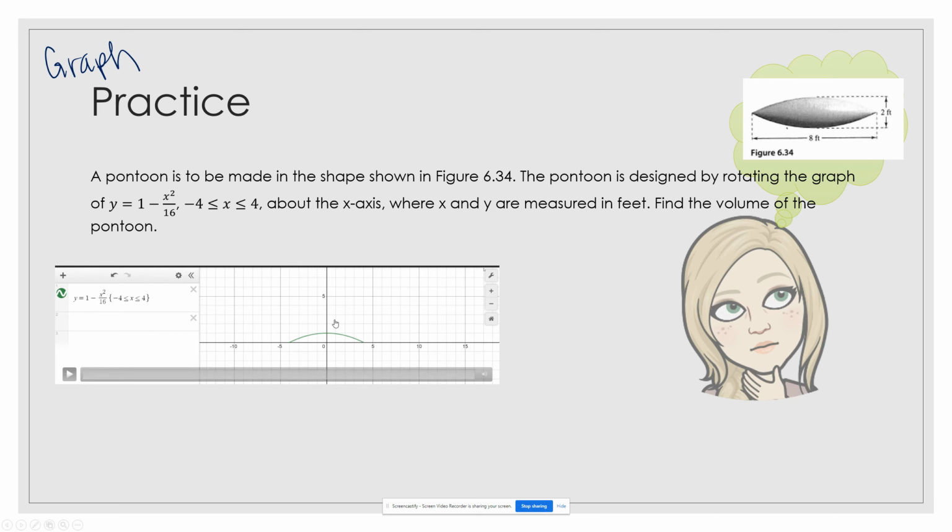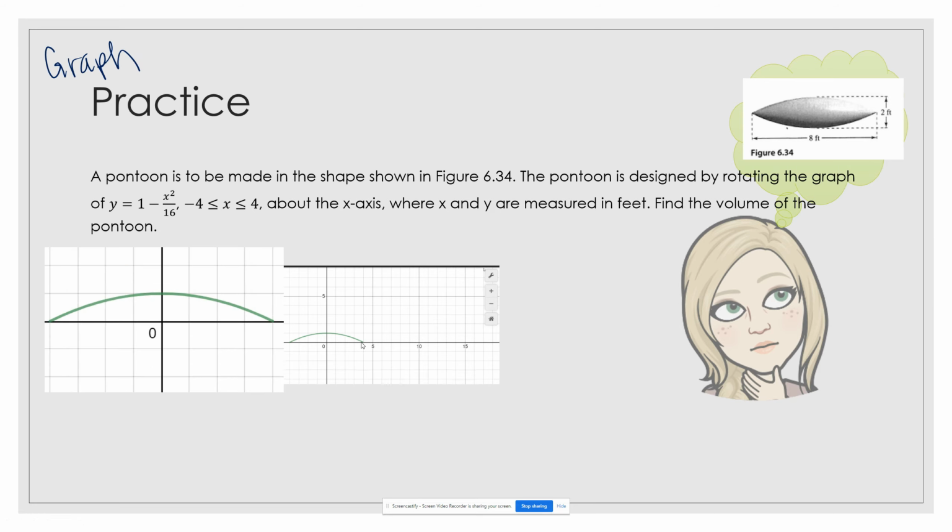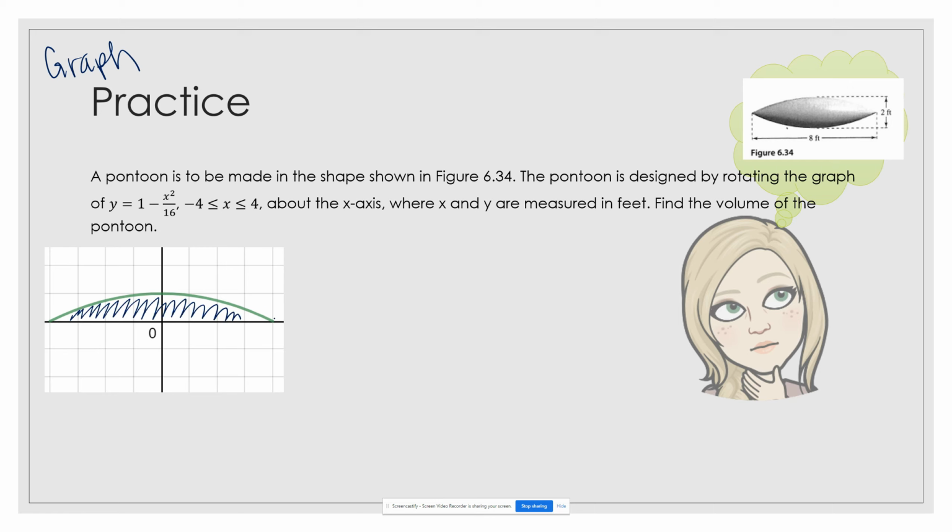And so we're looking at the region that's bounded by the x-axis because we're rotating around the x-axis. So this is what we're looking at right here. And the graph looks like this. So we are going to be rotating this piece of it around the x-axis like this. And it's going to make this shape here.